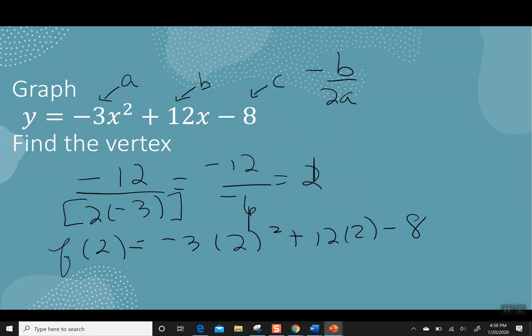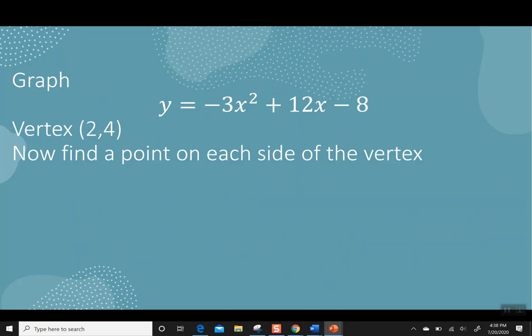So the negative b over 2a is the part that takes a little bit of work, but not too bad. Once you have it, you just plug it back in, and of course, you can grab your calculator to do that. So I have negative 3 times 2 squared plus 12 times 2 minus 8, and that gave me 4. So now I know, without a lot of work, that 2, 4 is going to be my vertex. I'm going to go to the next slide so we can write some more. So here's my vertex, 2, 4.